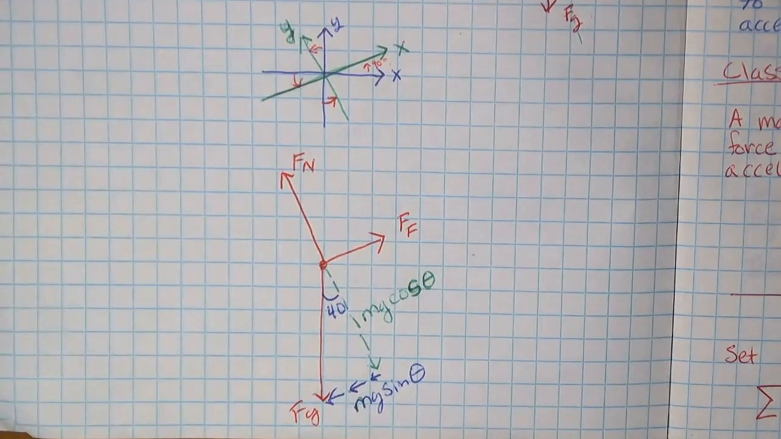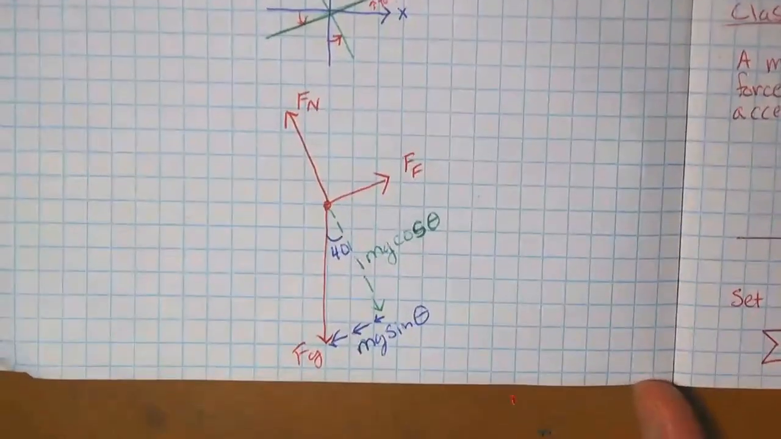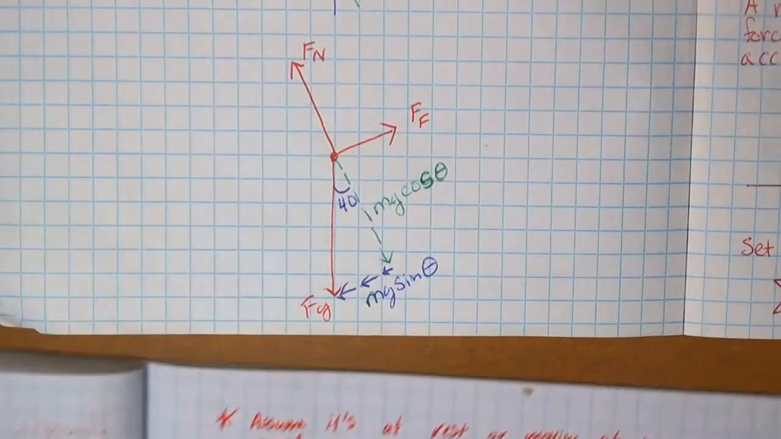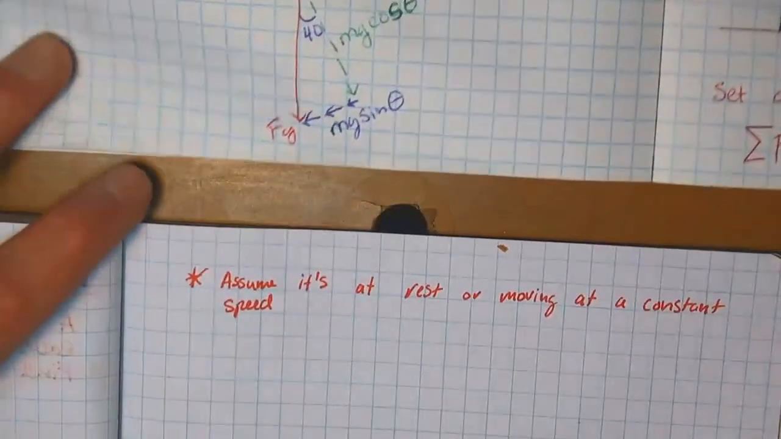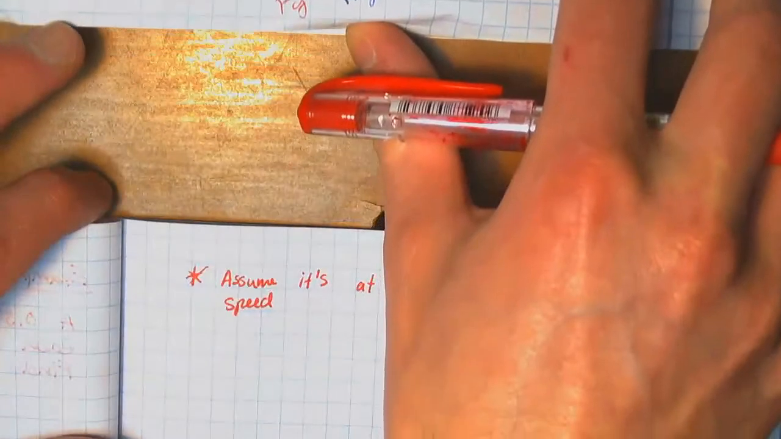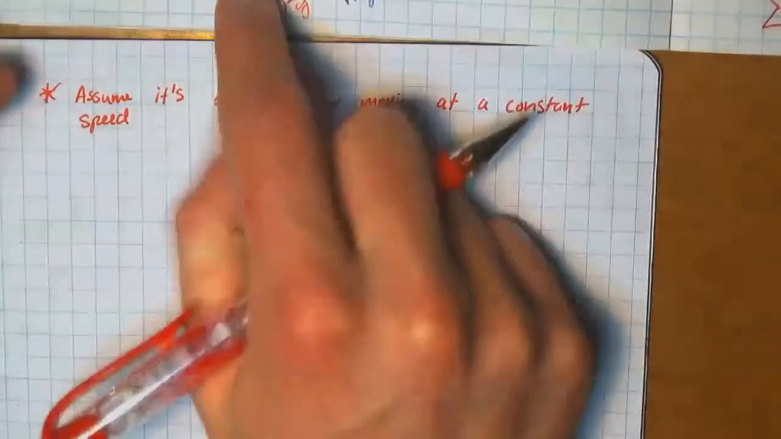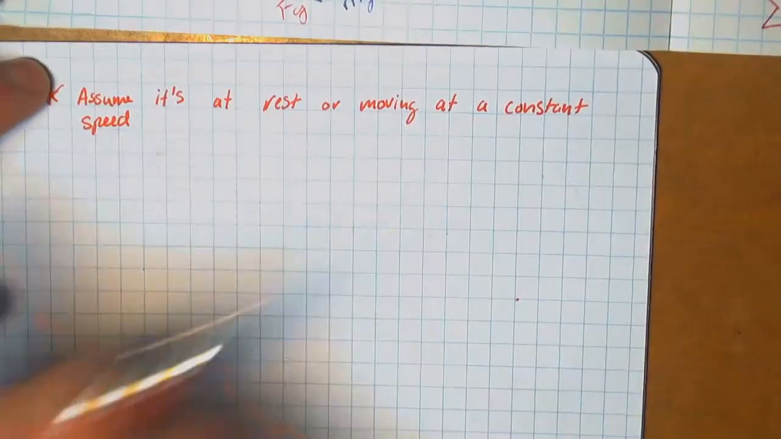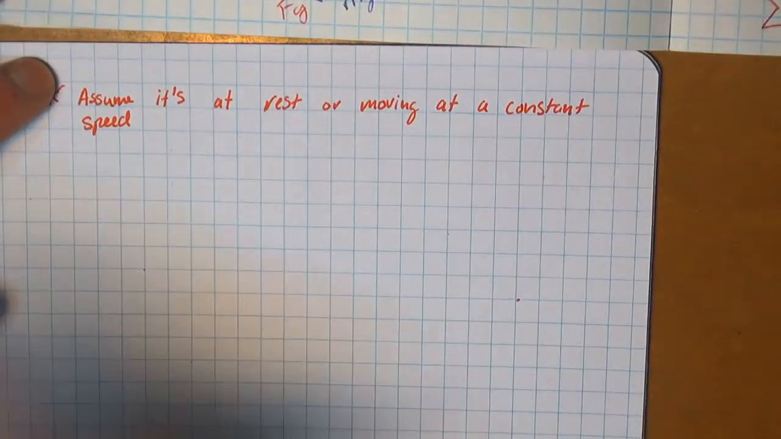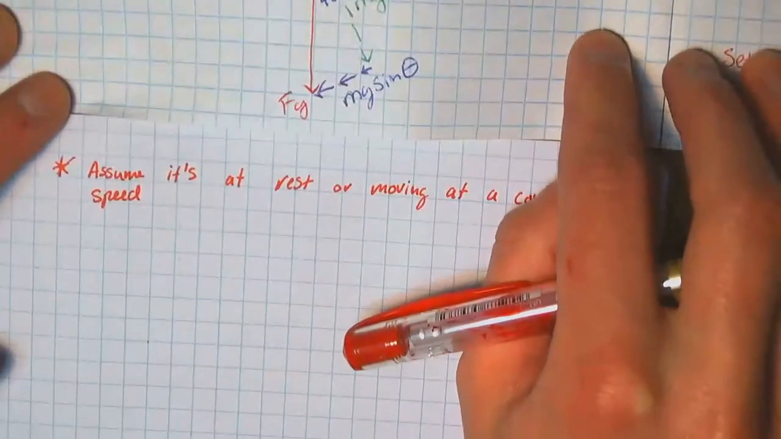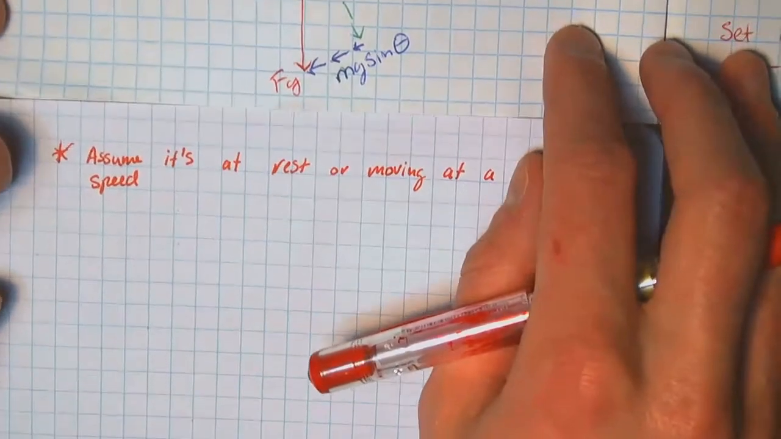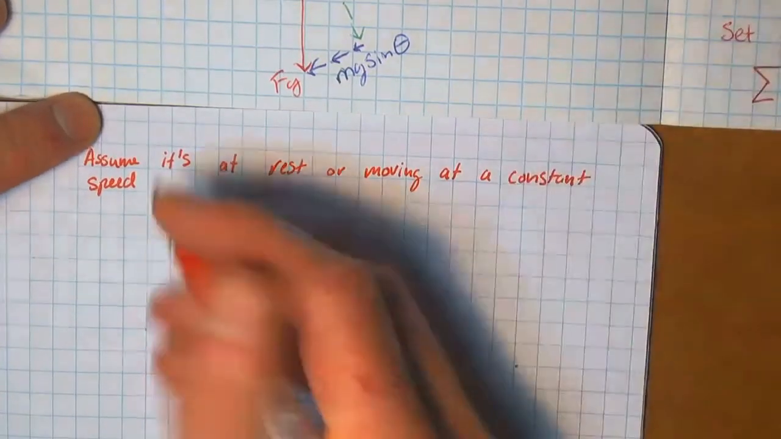So let's go ahead and actually solve this example problem that we've set up. It doesn't have an example problem with this set of notes, but let's just go ahead and try to do that. Let's assume, it doesn't say this, but let's assume that it's either not moving or it's moving at a constant speed, which just means that we have balanced forces both in the x and y direction.